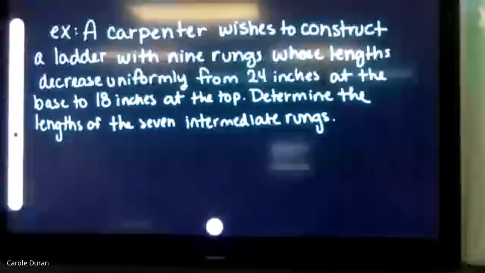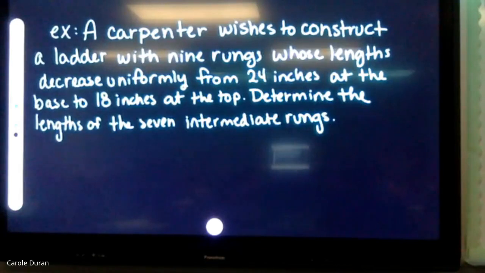So this example says that a carpenter wishes to construct a ladder with 9 rungs whose lengths decrease uniformly from 24 inches at the base to 18 inches at the top. It asks us to identify the lengths of the 7 intermediate rungs, so the rungs in between the base and the top. It is the same concept as the one that we just did. So the first thing we're going to do is write out the sequence that it's asking us for, and then we're going to find those missing rung values. I will give you a second to finish writing before we get started.